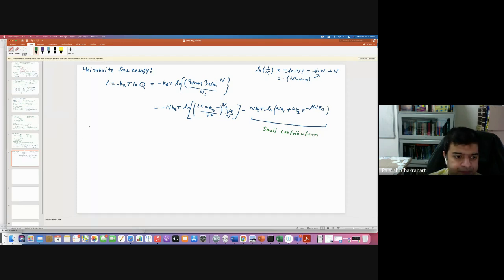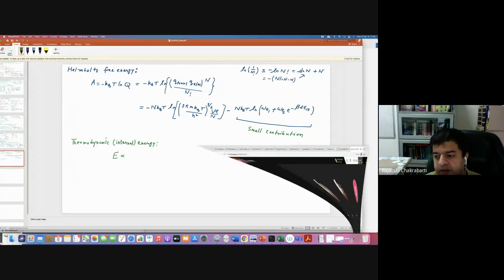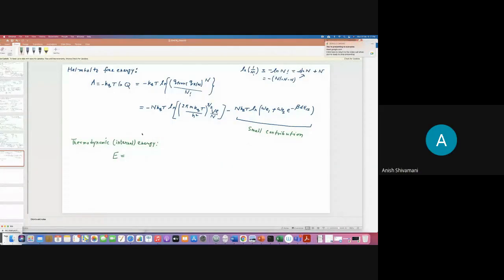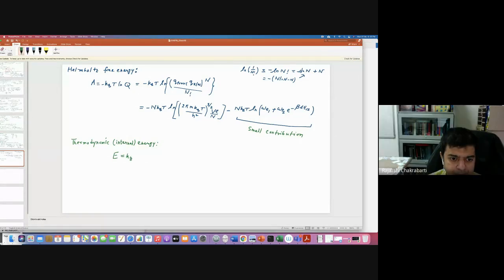Of course, I can calculate the thermodynamic internal energy. How do you calculate it? E is, tell me, you remember the expression or you don't remember? Please tell me if you don't remember. kBT square derivative of log Q. Yeah, it is. kBT square.